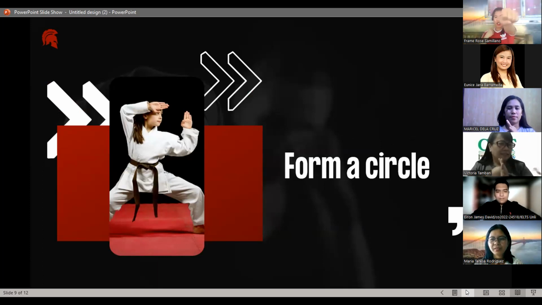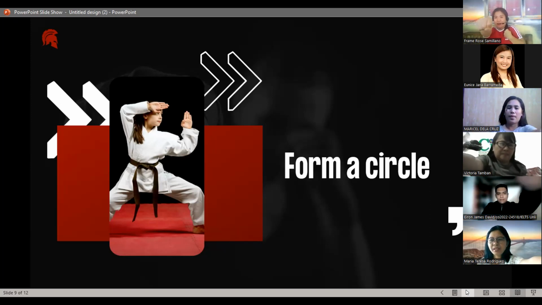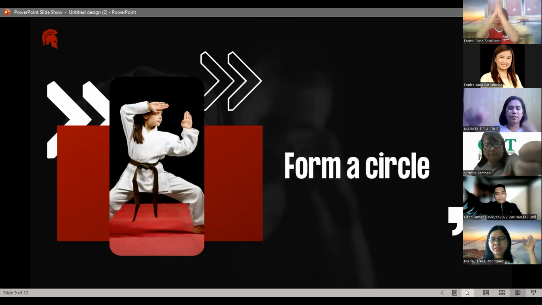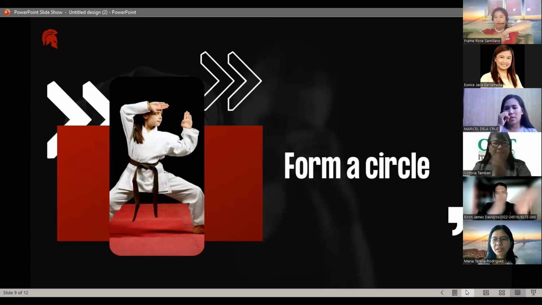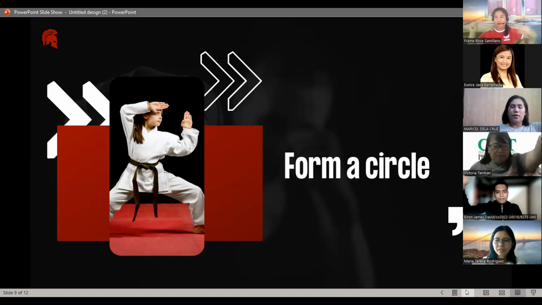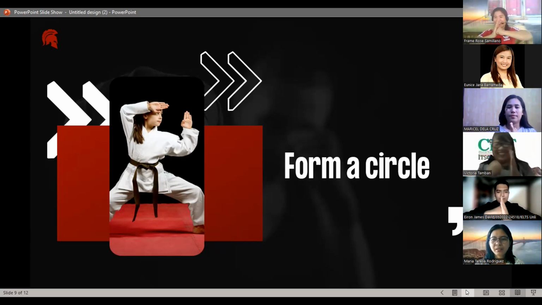Okay, and then push forward. Right again. Then clap 3 times. 1, 2, 3. Form a circle. First position. And bow.